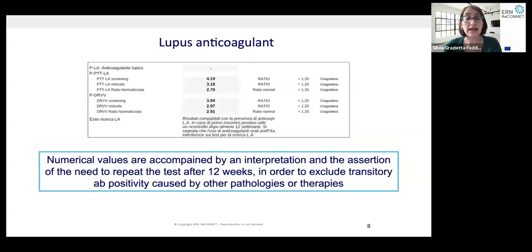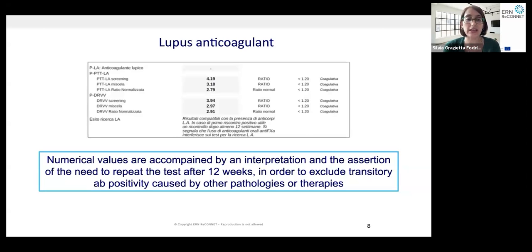But otherwise, as you can see in these cases, for both the testing, so PTT-LA ratio or DRVVT ratio, we are going to see that my patient has a very prolonged time. So the ratio is above the cutoff limits. So in this case, I'm going to say that my patient has lupus anticoagulant. But not only, I have to say and to report that the testing needs to be rerun after 12 weeks.